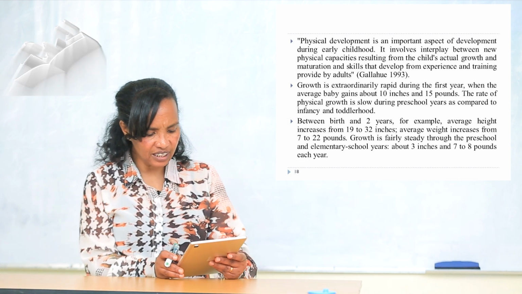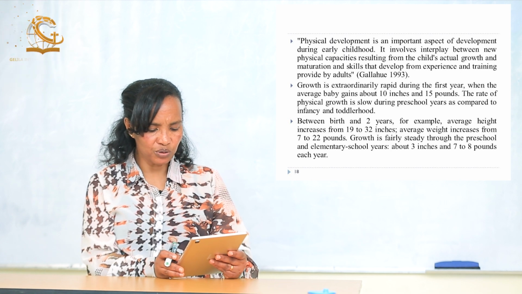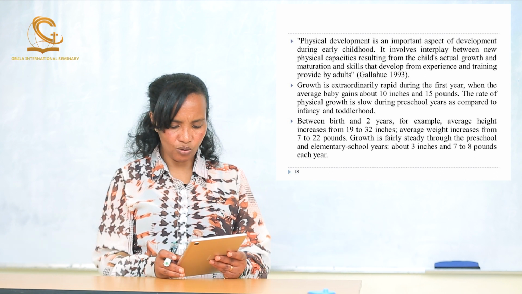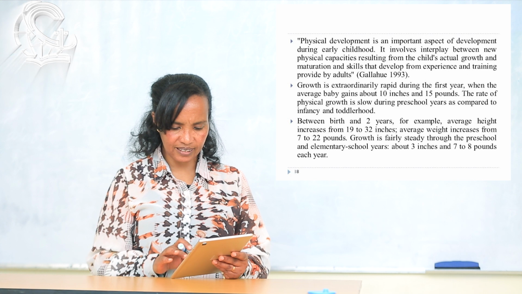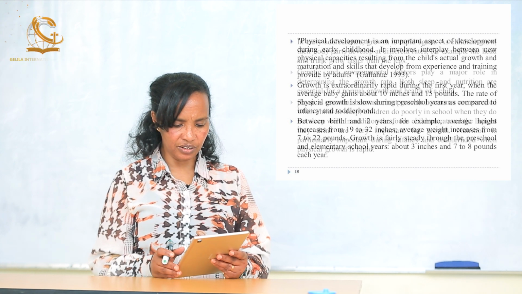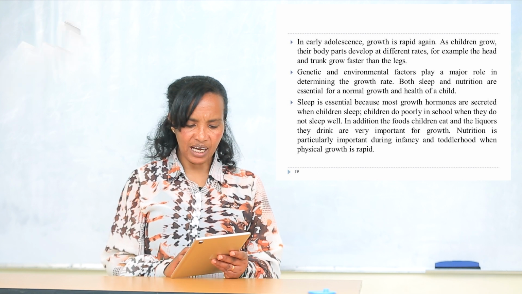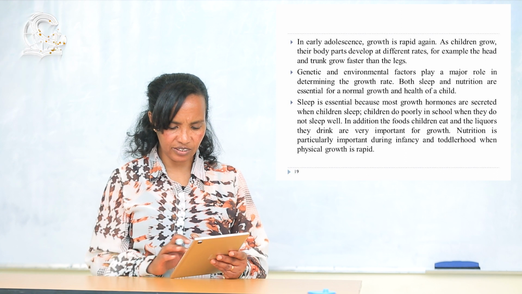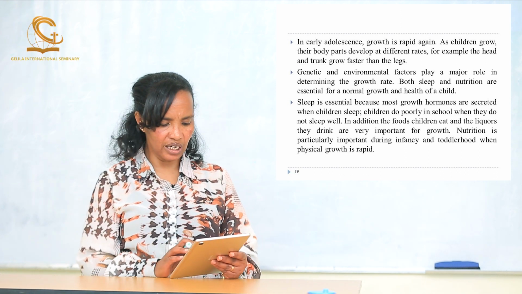Growth is fairly steady through the preschool and elementary school years, about 3 inches and 7 to 8 pounds each year. So growth happens at an earlier age much faster than in the later years. In early adolescence, growth is rapid again. As children grow, their body parts develop at different rates. For example, the head and trunk grow faster than the legs.